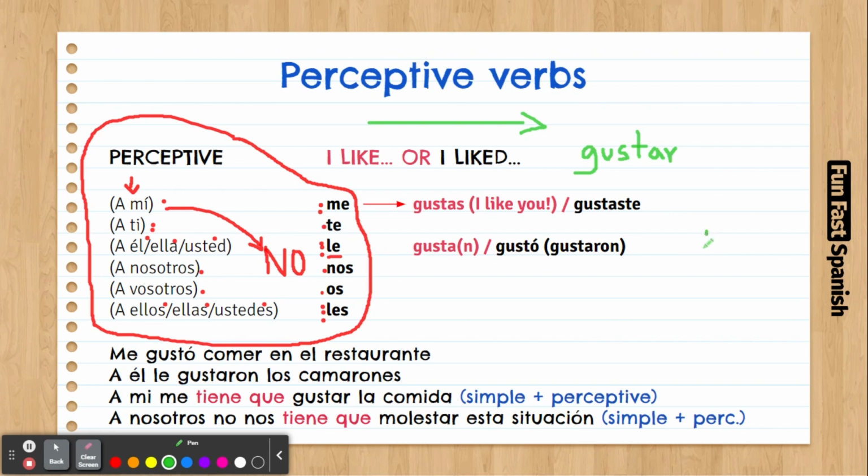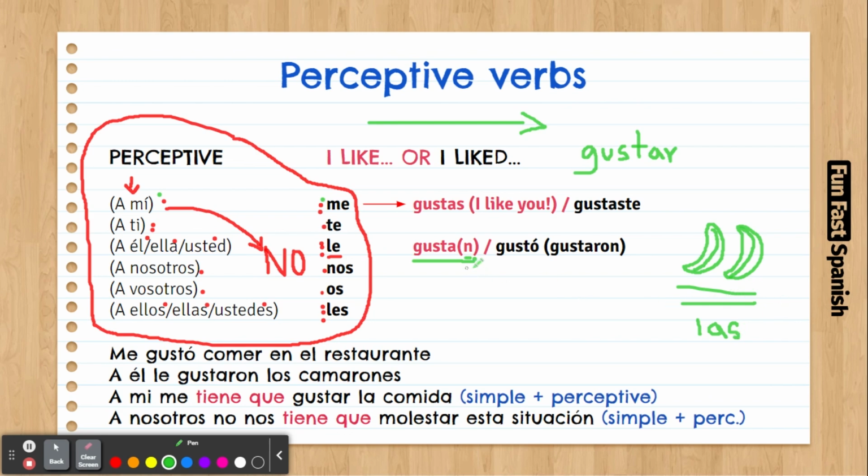Example, if what you like is, let's say, bananas. You like bananas, right? Because bananas is plural, we are going to use me gustan. And we talk about this N that represents the plural. So a mí me gustan las bananas. And we also said that we are going to put the article always when we like things. So a mí me gustan las bananas.